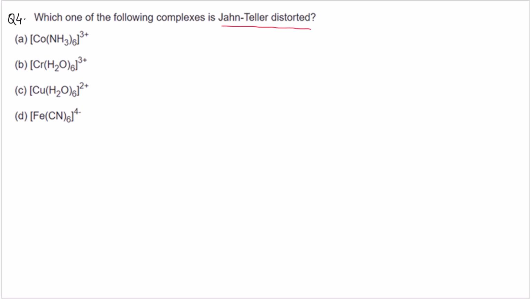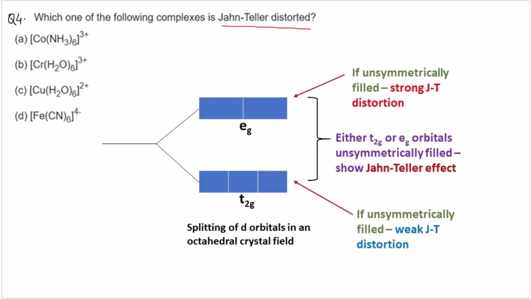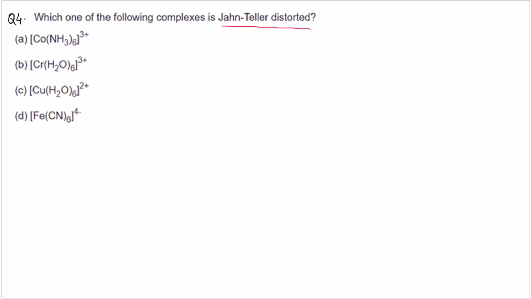So for a complex to be Jahn-Teller active, either the t2g or eg orbitals should be unsymmetrically filled, and stronger JT distortion occurs in unsymmetrical filling of eg orbitals. Okay, so let's start. What are the options? The first option is a cobalt complex, hexaamminecobalt(3+). Option B is hexaaquachromium(3+). Option C is hexaaquacopper(2+). And the fourth option D is hexacyanoferrate(II), because the oxidation state of iron in this complex is 2.